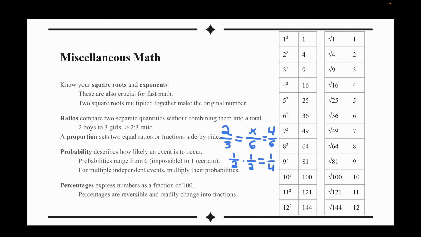Percentages express numbers as a fraction of 100. Percentages are reversible and readily change into fractions. For instance, 1 in 4 is a fraction, but we could easily convert this and quickly to 25%. Let's work through some examples of this now.